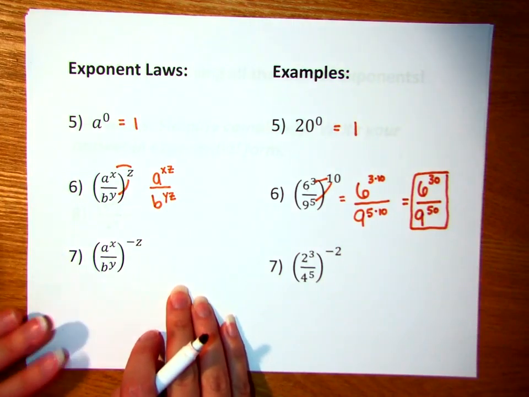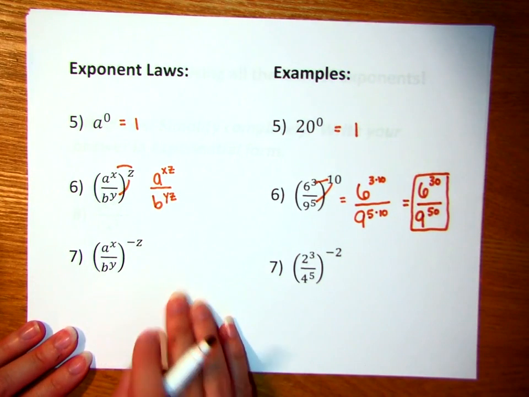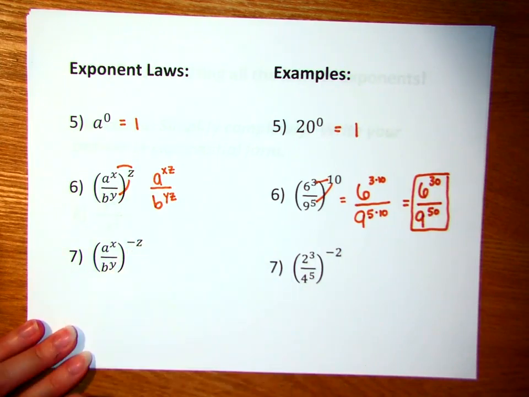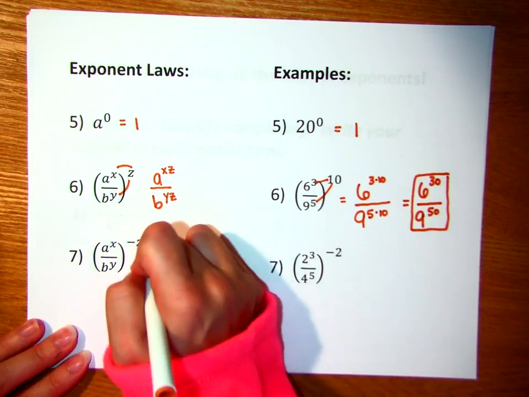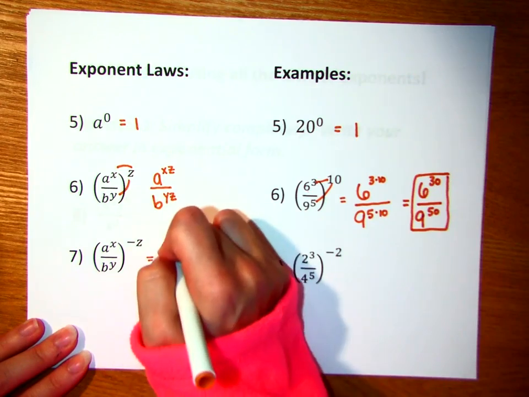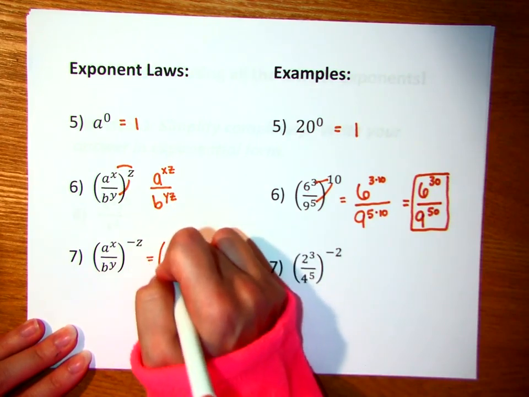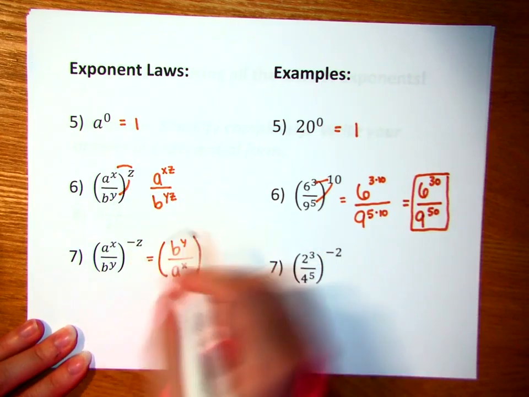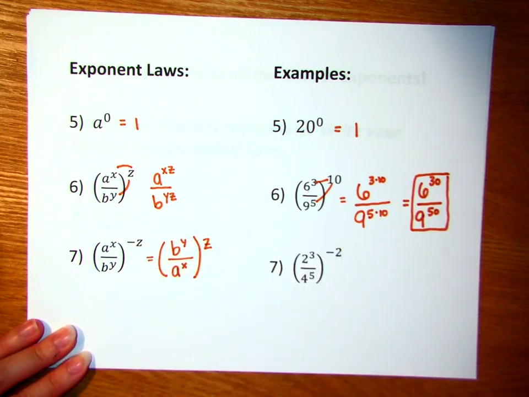All right, the last type here. When you're dealing with a negative, really, to get rid of the negative, you can do the following. You can flip the fraction, b to the y over a to the x. And when you flip it, it makes that z a positive.